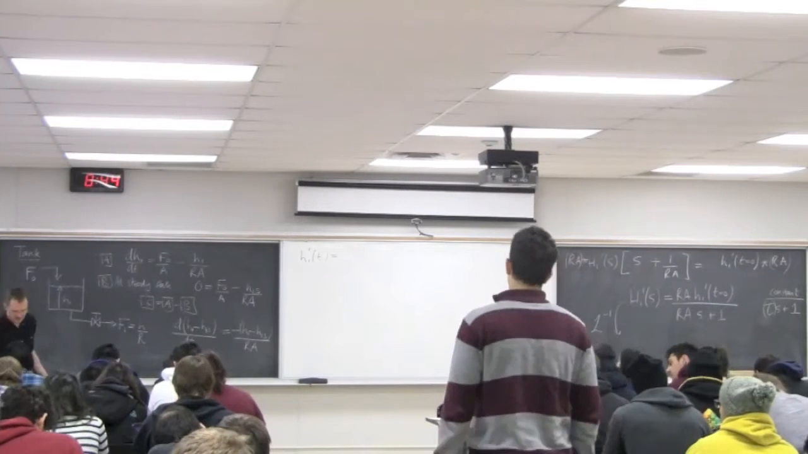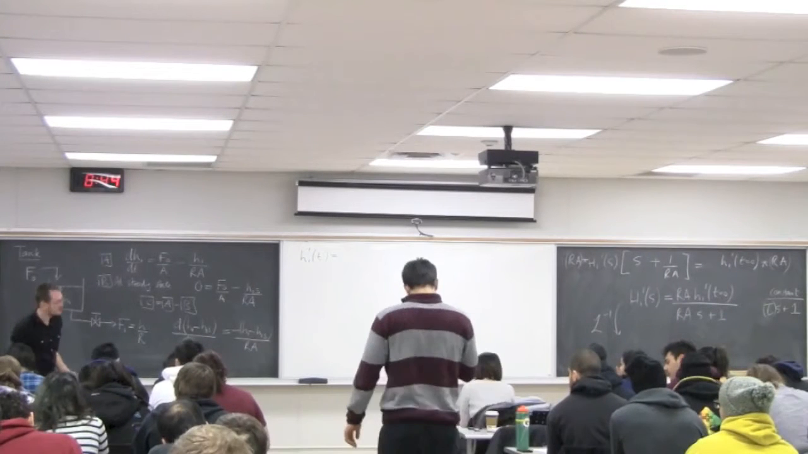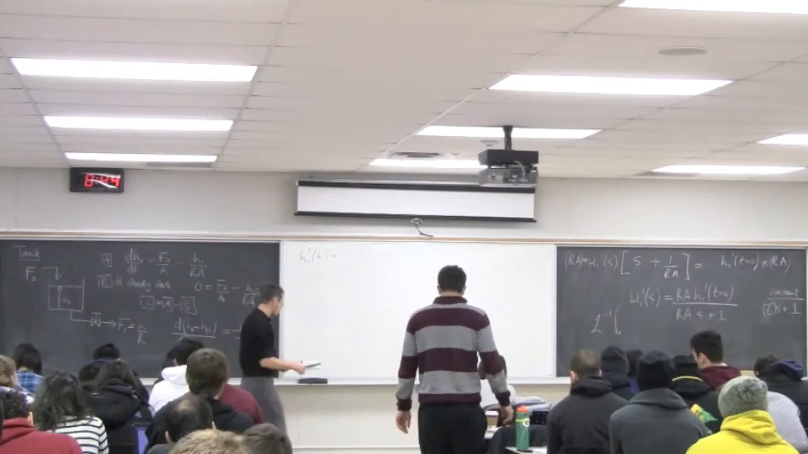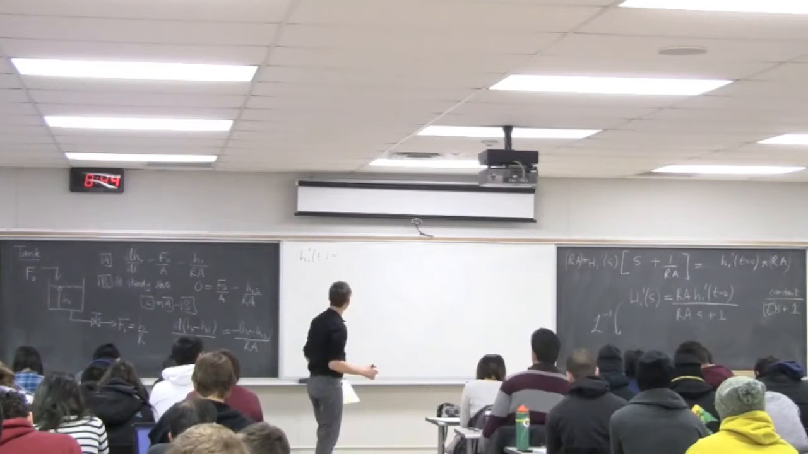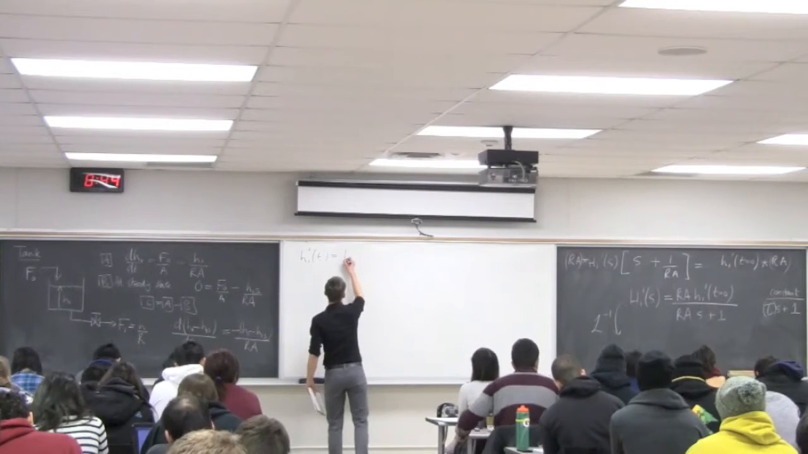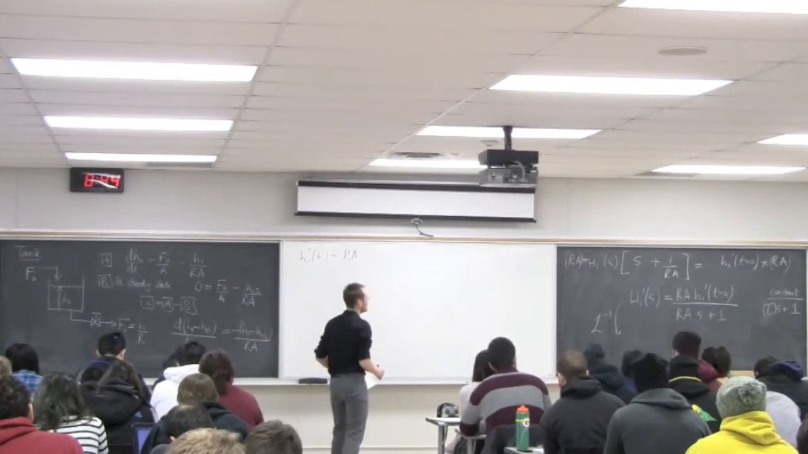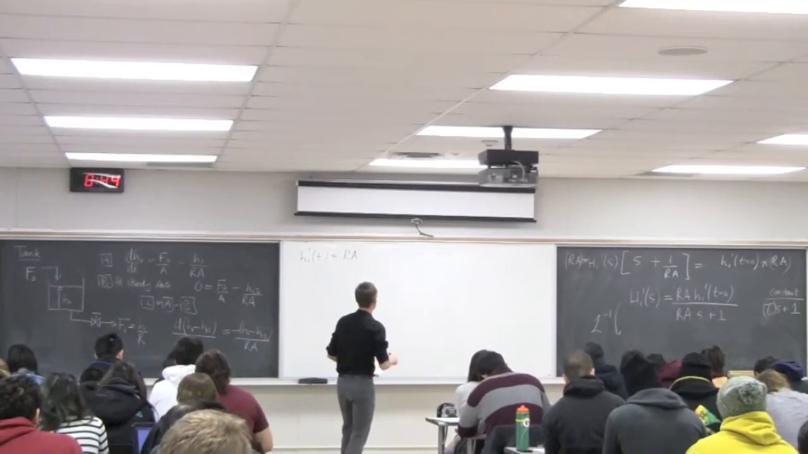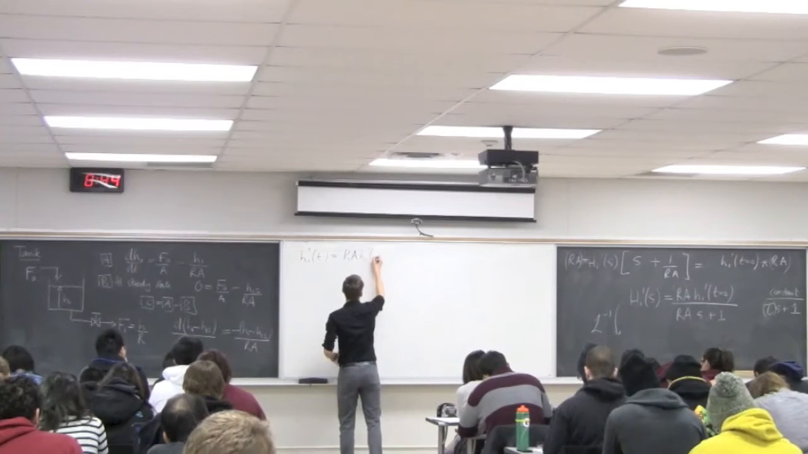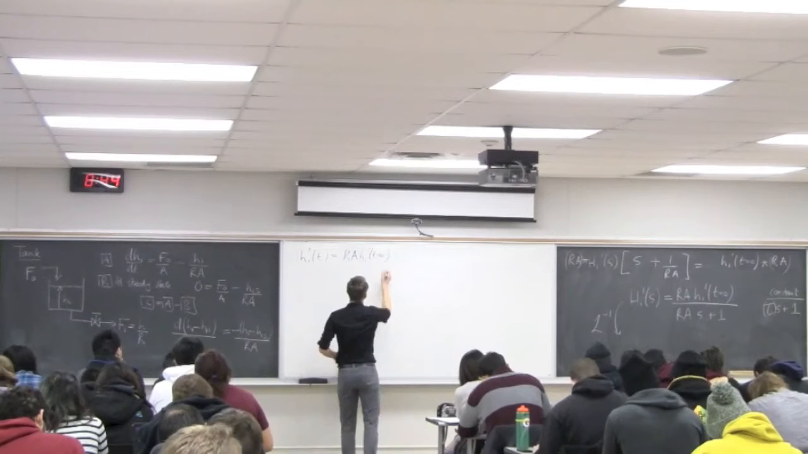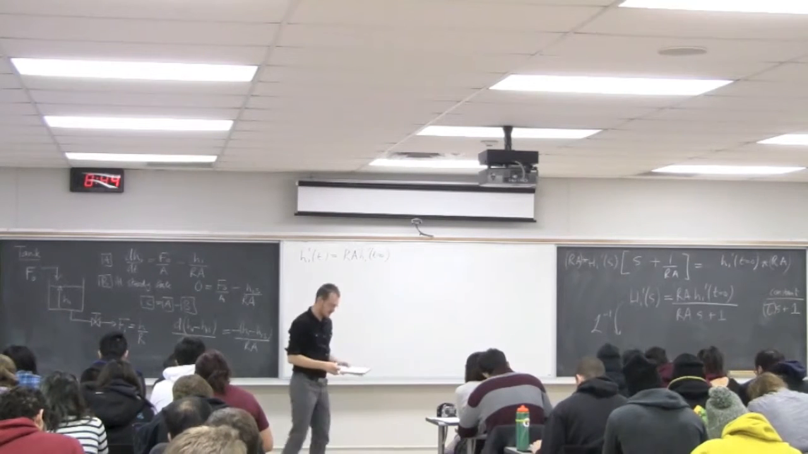Line 6? Yeah, okay, so line 6 will tell you that if you invert that now, you get something of the form, take RA out here as a constant, as well as H1 dash at time 0. And then what's after that?